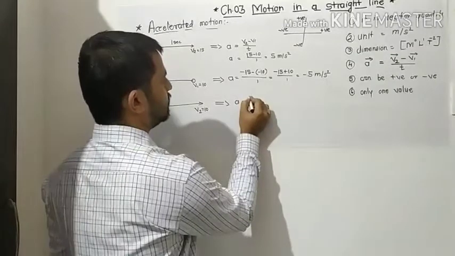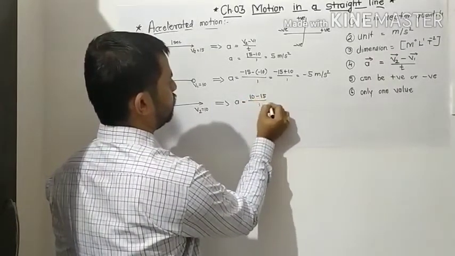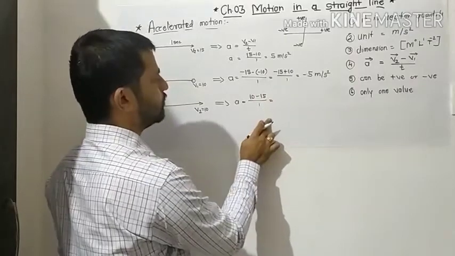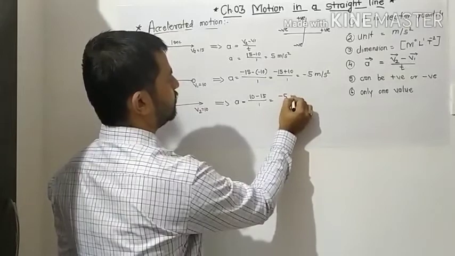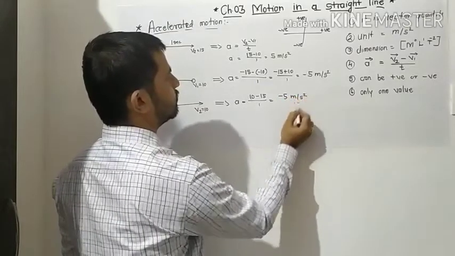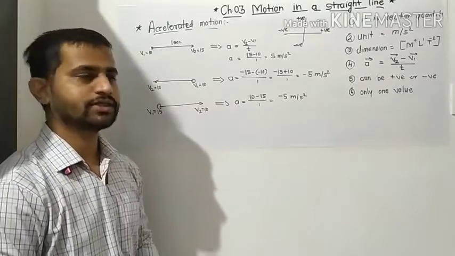So in that case, 10 minus 15 upon 1, because the time interval is 1 second, so it will be minus 5 meter per second square. Okay, minus 5 meter per second square.